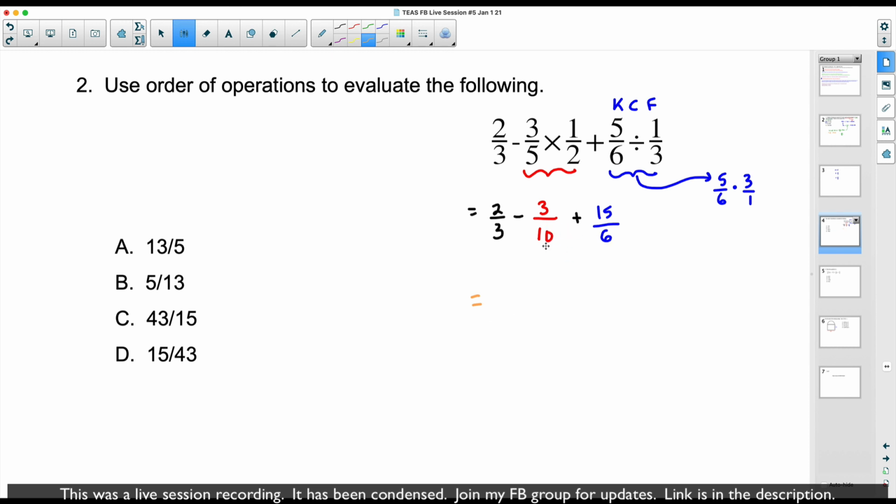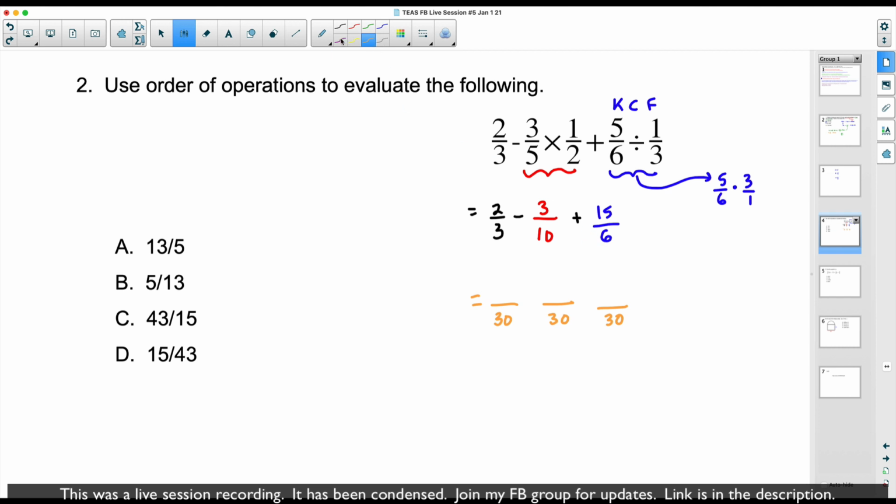Now, 6 won't go into 10 nicely. 3 won't go into 10 nicely. So 10 is not the common denominator. What about 20? Well, 10 goes into 20, but 6 doesn't and 3 doesn't. So 20 is not a common denominator. What about 30? Notice I'm going 10, 20, 30. Well, 30 is that common denominator because 6 goes into 30 and 3 goes into 30. So I'm going to come down here and rewrite all 3 of these fractions with a common denominator of 30.